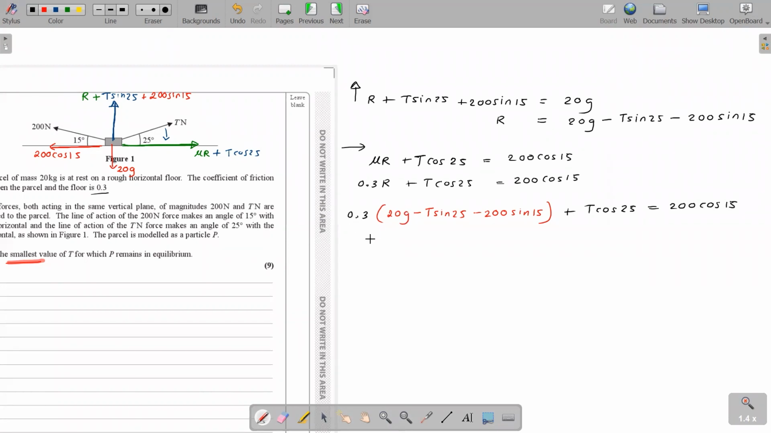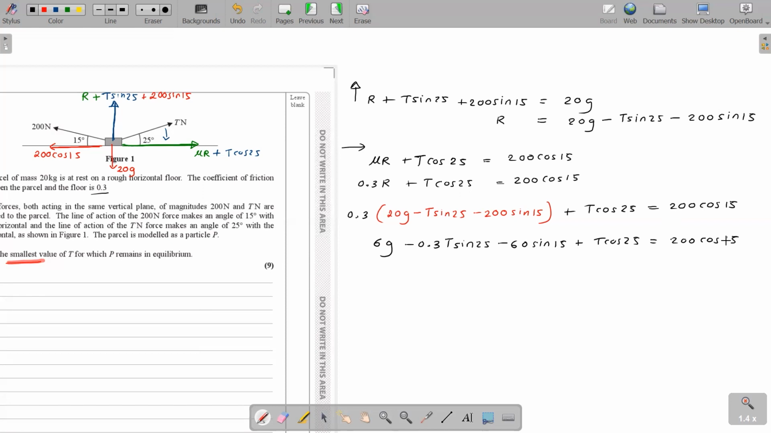0.3 into 20, can I know how much is it? Now, another thing is this: most of you might have a habit of typing the sin 25, sin 15, cos 25 values. Do not type them in the calculator. We will go for those calculations at the very end. At this point, let's just multiply. 0.3 into 20 is 6G. So I get here 6G minus 0.3 T sin 25. You can see I'm not getting the decimal values here. 0.3 into 200 is 60 sin 15 plus T cos 25 equals 200 cos 15.